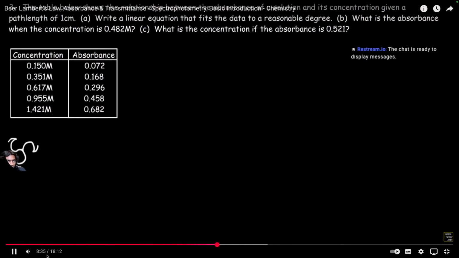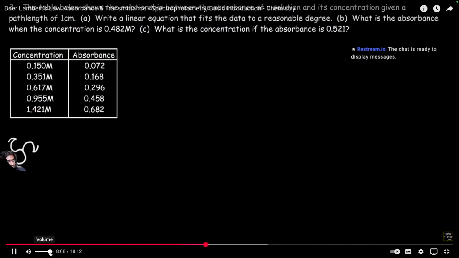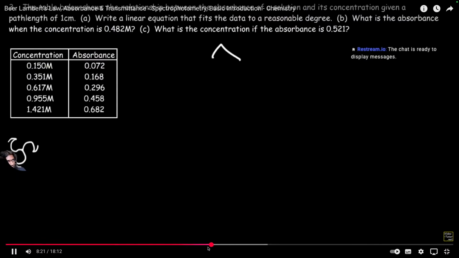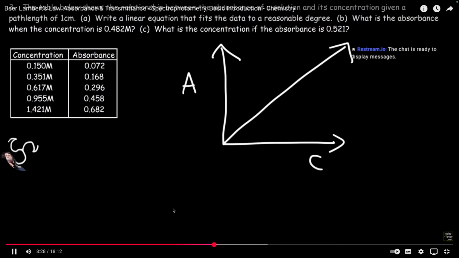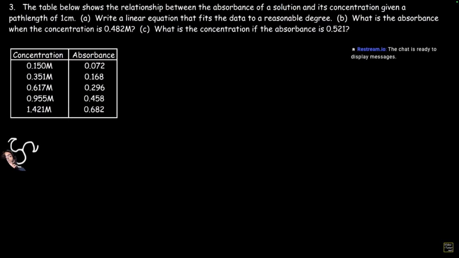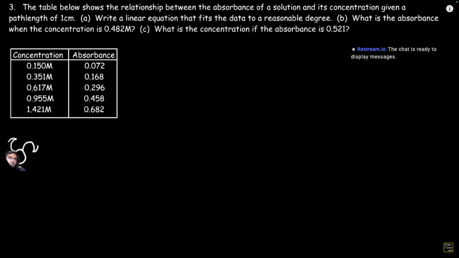So therefore, we can write a linear equation to describe the data. Now you could use the least squares method, which is more accurate. You can use Excel as well. But I'm going to use a simple method of picking 2 points and writing the equation of the line between those 2 points.